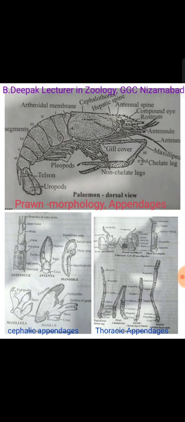In prawn there are 19 pairs of appendages. The first 5 pairs belong to the head. These are called the cephalic appendages. The next 8 pairs belong to the thorax.